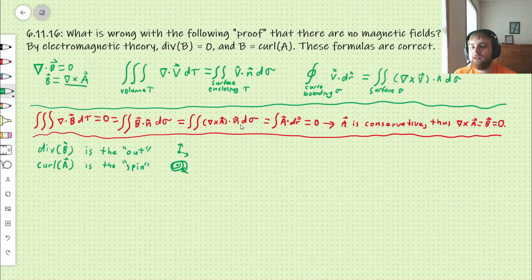And so this is all fine up until this point. And then it looks like we substitute this equation in here. And then since it's 0 all the way over here, then it must be 0 all the way over here. I didn't write out the rules for this, but this is still all correct from this point on. A dot dr equals 0 means that A is conservative, and if A is conservative, then its curl is 0. And its curl is B, so B must be 0. So obviously magnetic fields exist, so what went wrong here?